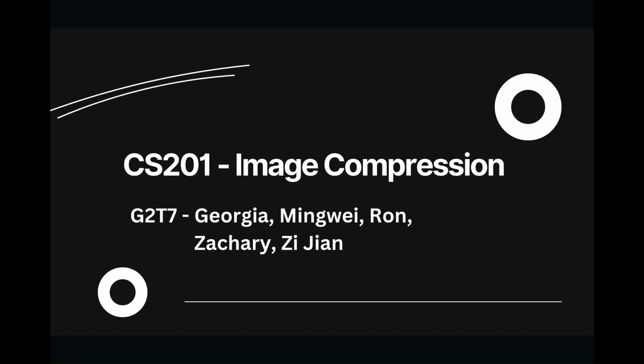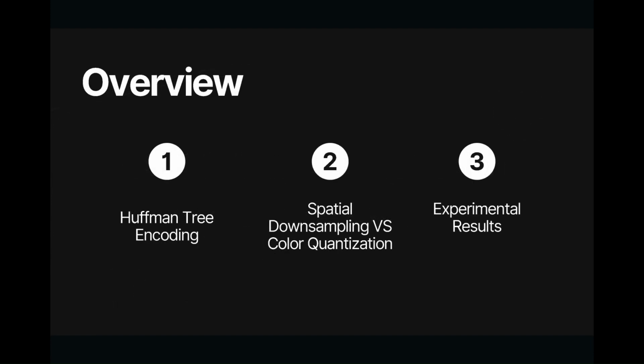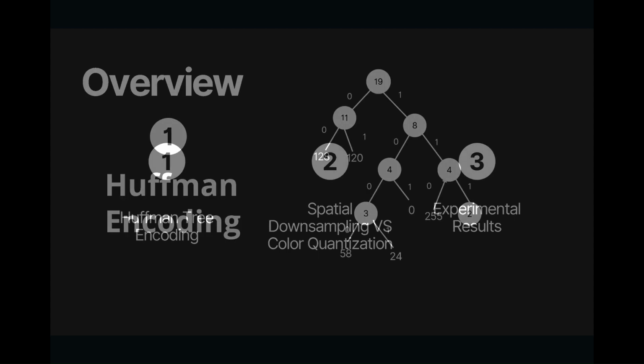Hi, we're Team G2T7, and in this presentation, we'll be talking about our image compression algorithm and the various approaches we've explored. In this presentation's overview, we'll begin by discussing Huffman encoding, which serves as the cornerstone of our algorithm. Subsequently, we'll delve into the various approaches we've experimented with, leading up to the unveiling of our ultimate compression algorithm.